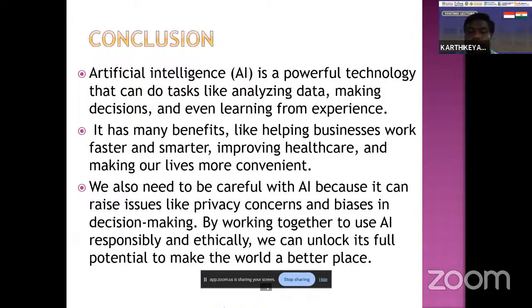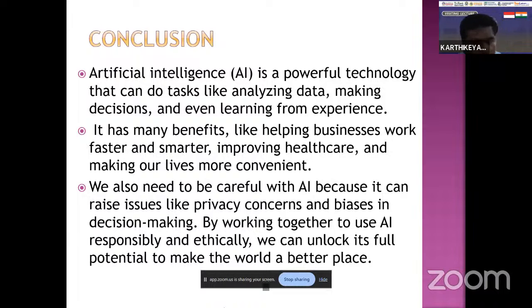As we observed, we have received a question from Abdul. The question is: for artificial intelligence for social good, how can we define the concept of social good in the context of using artificial intelligence for social good?